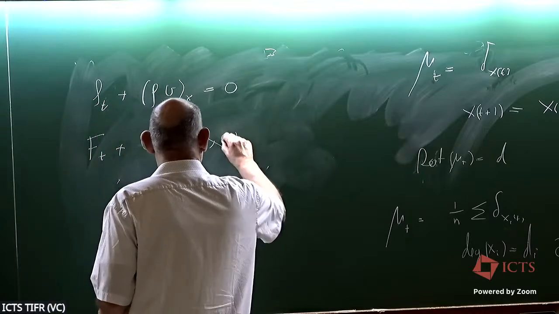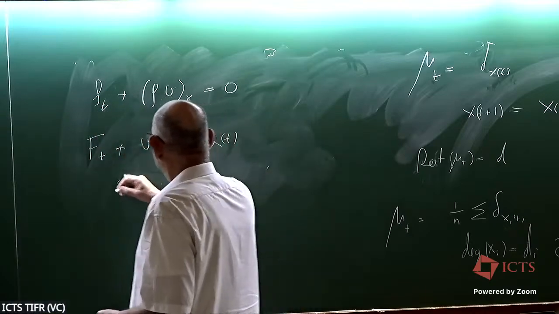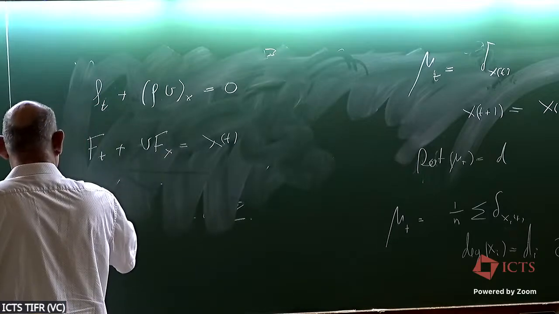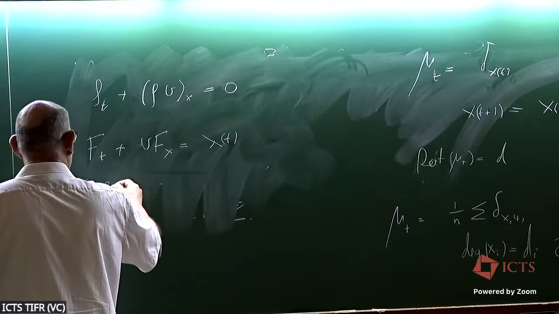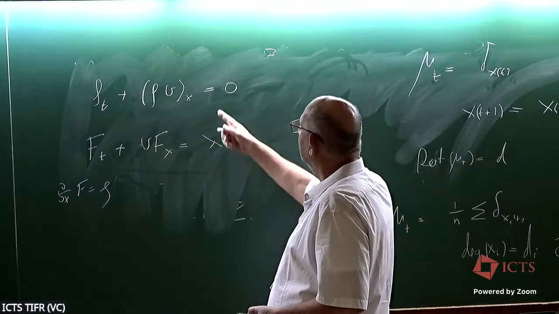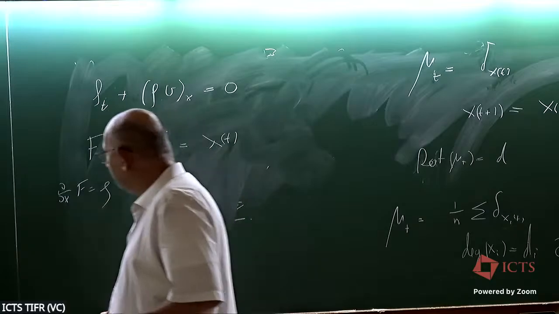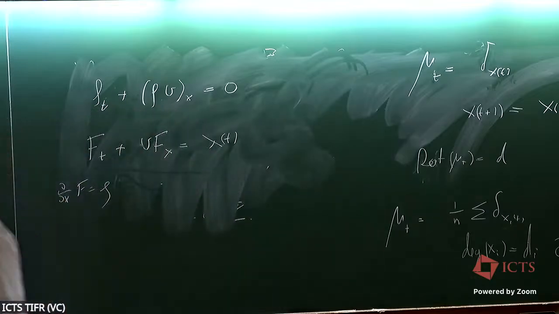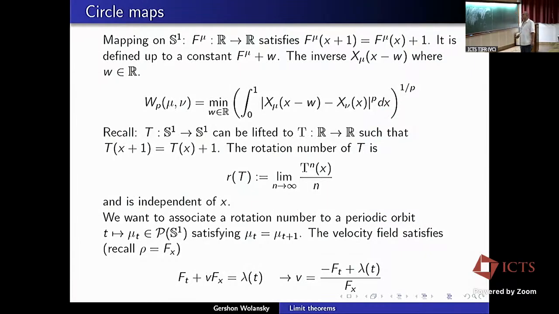When we differentiate it, remember that d over dx of f equals rho. So this will be just the integral of this continuity equation. So we can factor out v. The velocity will be this.